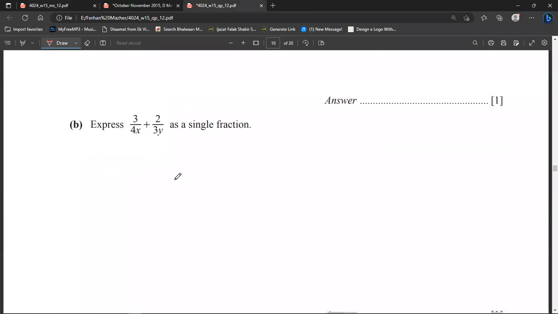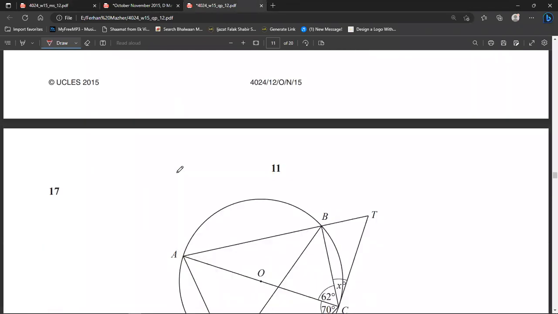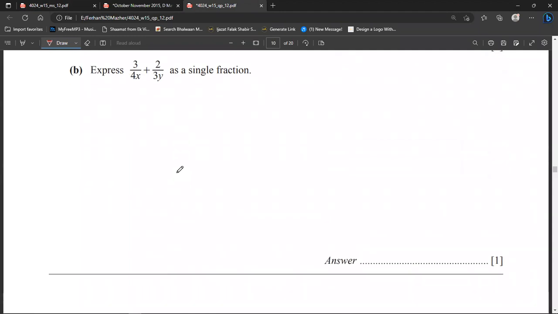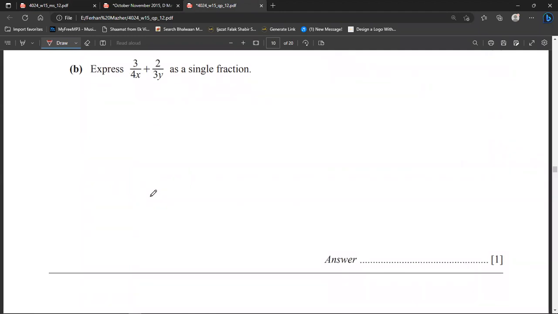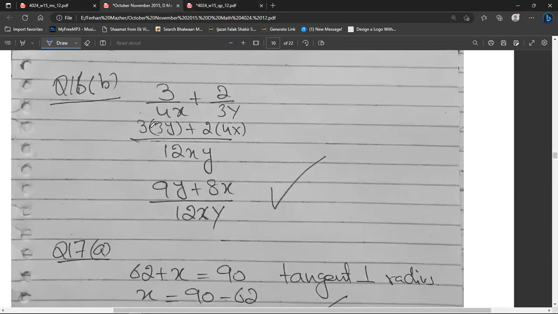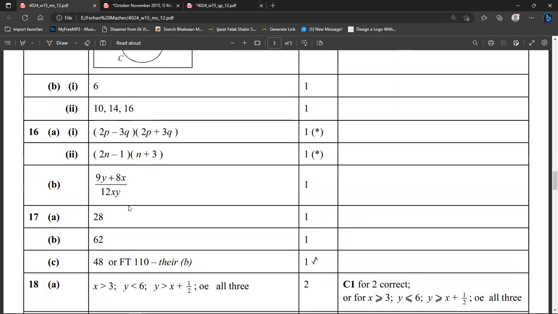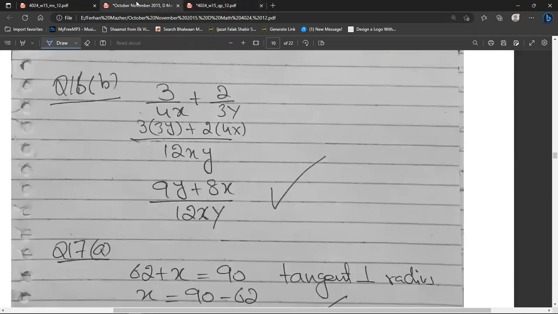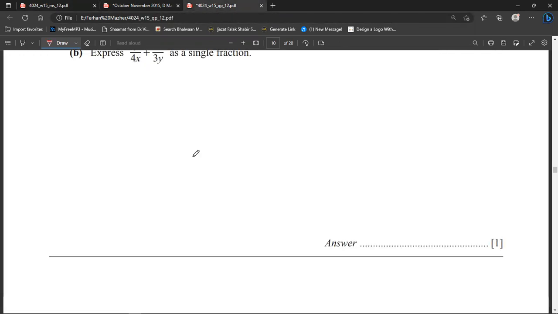Then we have question number 16, and it's B part. Here we have a 1 mark question. It says express 3 by 4x plus 2 by 3y as a single fraction. So I will take their LCM, which will be 12xy. So you will get 3 into 3y plus 2 into 4x, and the whole thing divided by 12xy. This will become 9y plus 8x divided by 12xy. So this is the answer, and this is how you will do question number 16.